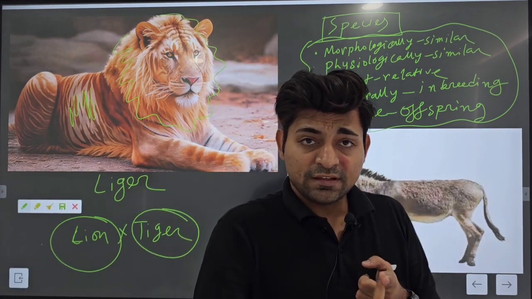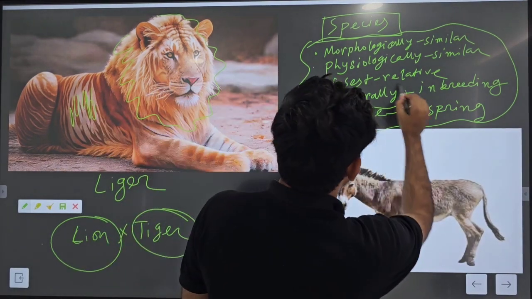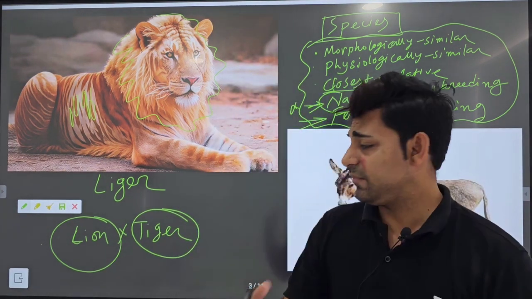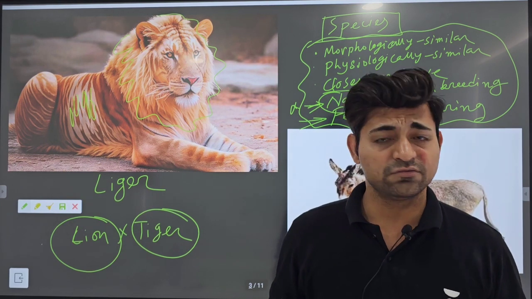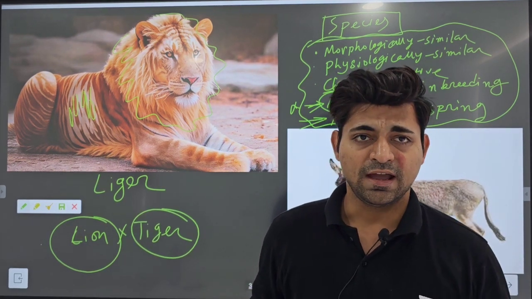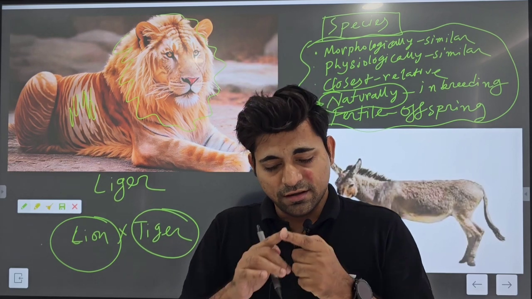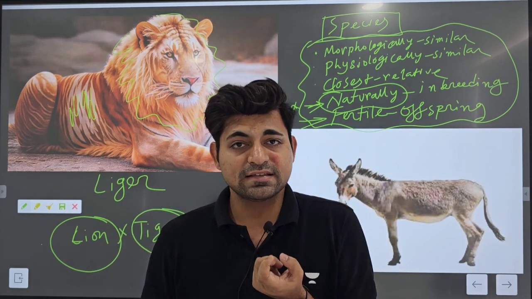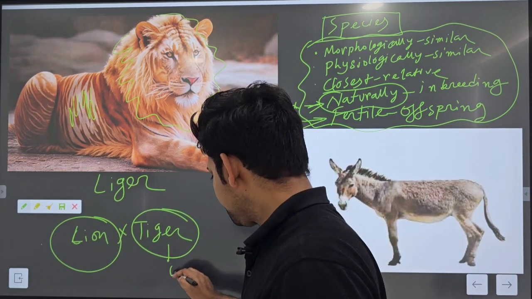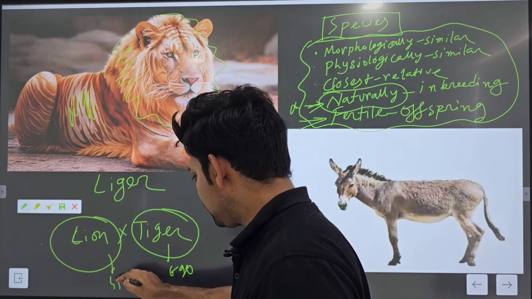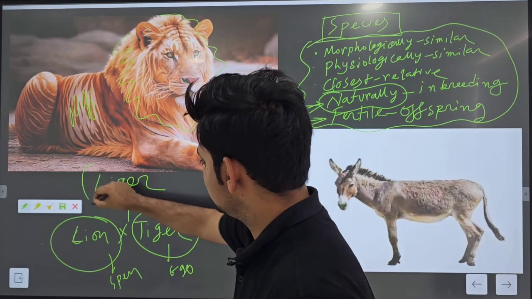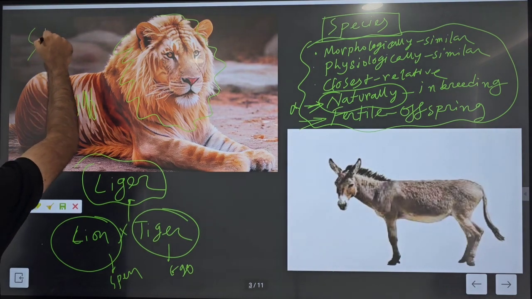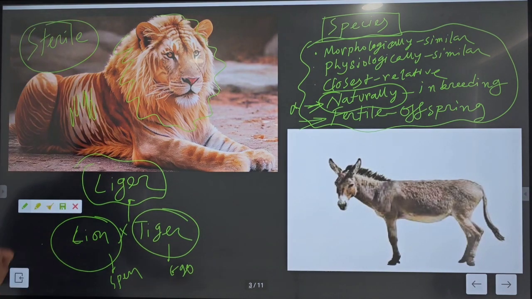They will not go for natural inbreeding. If you keep a male tiger and a female lion, or a male lion and a female tiger, naturally they won't breed with each other. They will not copulate with each other. And artificially, in a test tube, in in vitro condition, if you fertilize the egg of a tiger with the sperm of a lion, then you will get this hybrid liger, and they are generally sterile.